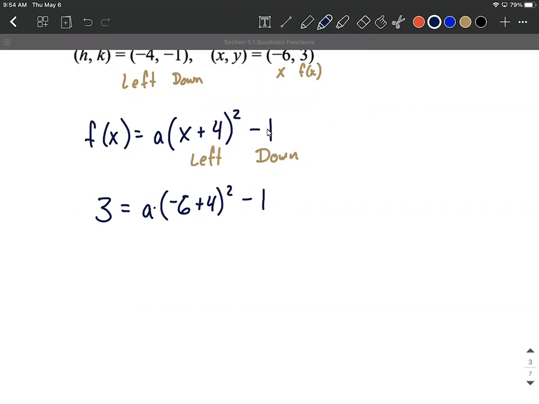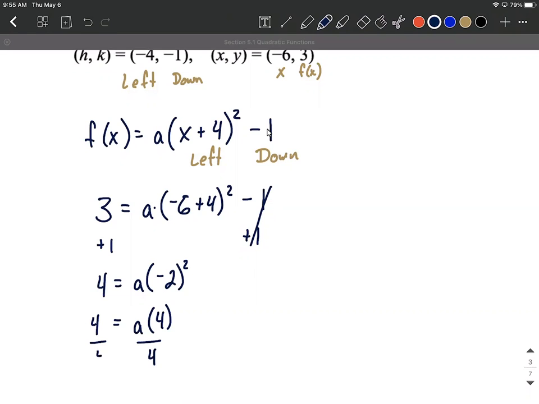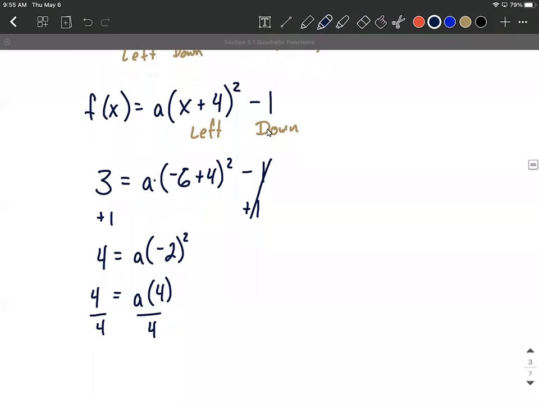We don't know what a is, so let's do some solving down for a. First, I'm going to go ahead and add 1, move that to the other side. So 4 equals a times, a little bit of simplifying down, combining like terms, -6 plus 4 is going to make the quantity -2 squared. Now that square is only attached to the -2, so we say a times 4 is going to equal 4. And then to get a all by itself, we'll divide both sides by 4. So at this point, we have a equals 1.